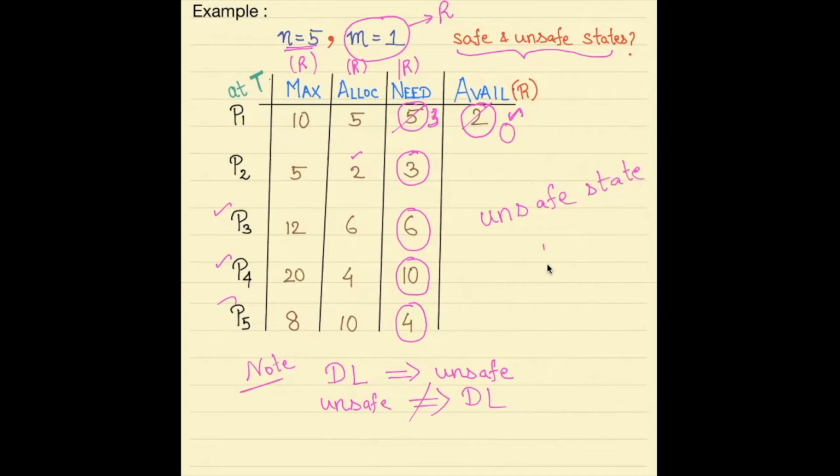So this is an example of a deadlock. The Banker's algorithm says how to avoid a deadlock. So let's see another example.